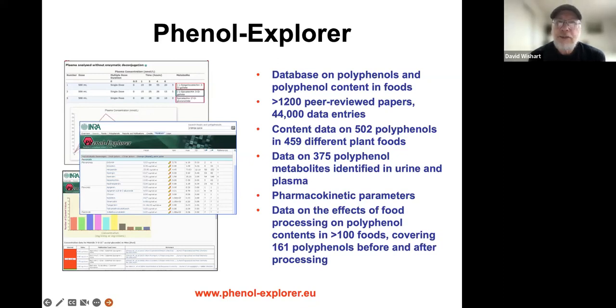We've also worked with other groups around the world to help characterize polyphenol content, and we've developed and released this resource called Phenol Explorer. It's now in version 3, and it contains information not only on the polyphenols, but also on the transformation products from polyphenols, and their content in foods. It's collected from peer-reviewed papers and also from studies we've done. There are about 500 polyphenols found in about 500 different plant foods. We also look at polyphenol metabolites and the effects of food processing on polyphenols.